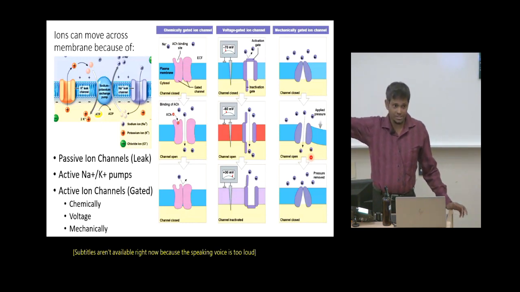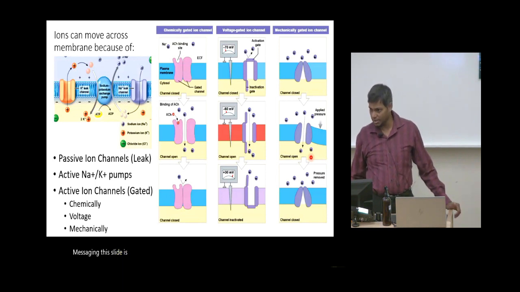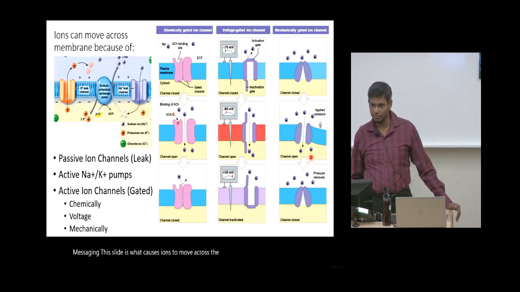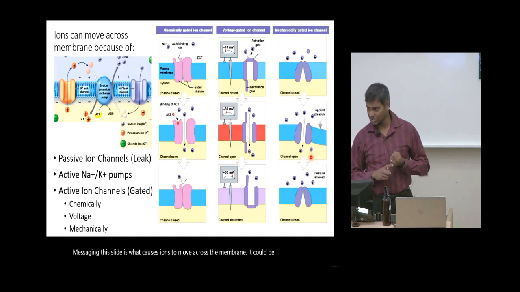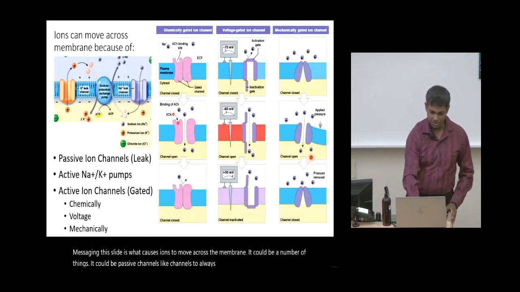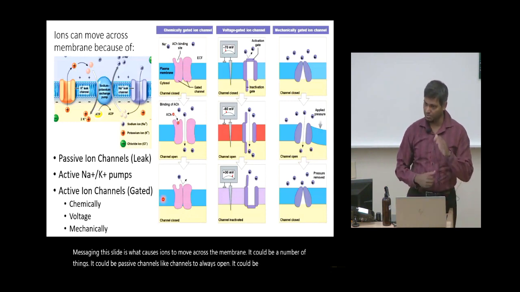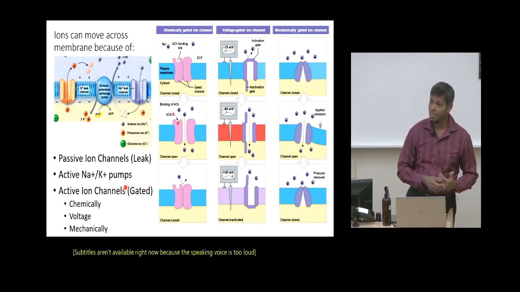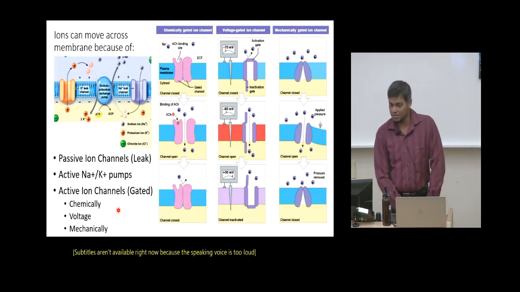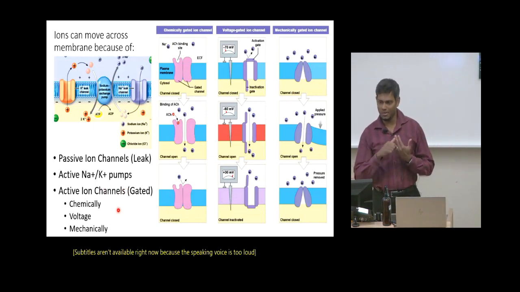So the take home message in this slide is what causes ions to move across the membrane. It could be a number of things. It could be passive channels, leak channels which are always open. It could be active pumps which use ATP and move things against the concentration gradient, or ions can move because a specific gate is opened by either a chemical or a change in voltage or by mechanical pressure.